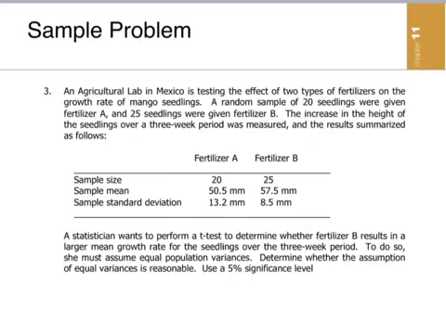A statistician wants to perform a t-test to determine whether fertilizer B results in a larger mean growth rate for the seedlings over the 3-week period. To do the test, she must assume equal variances. Determine whether the assumption of equal variances is a reasonable assumption. Use a 5% significance level. So we look at this, we're being asked essentially to test the equality of variances. She has to make this assumption. So the question is, is this a reasonable assumption?